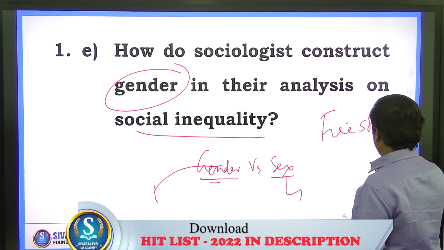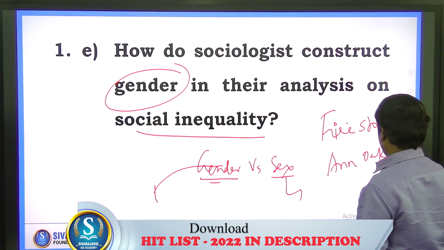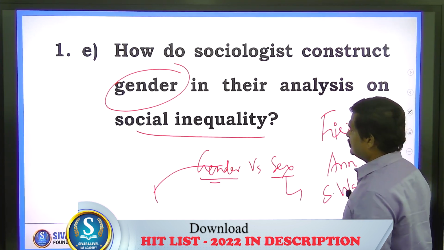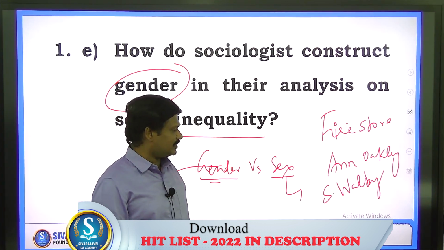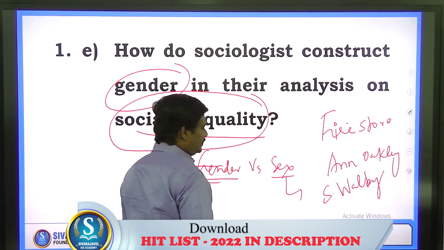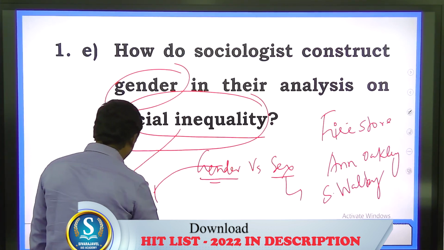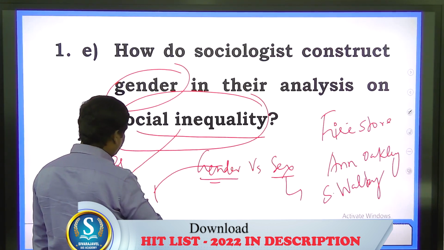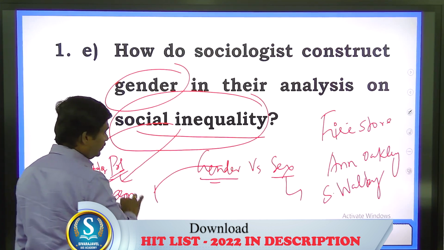You have to definitely write the name of Ann Oakley. You can also write the name of Sylvia Walby. Many feminists you have to use when writing an answer for this question. So, it is the first and foremost dimension of social inequality. It is social inequality, meaning how economically there is an inequality they are facing because of gender, how politically there is an inequality, how psychologically they are made to feel inferior in comparison to men.